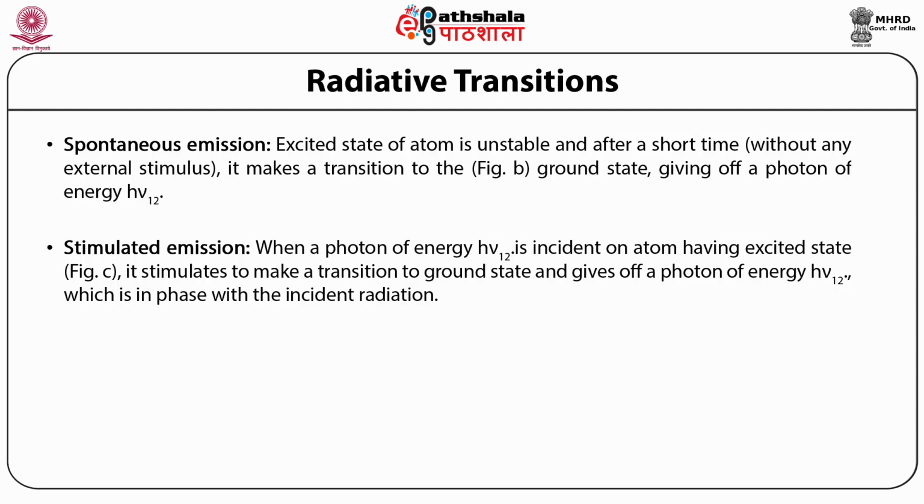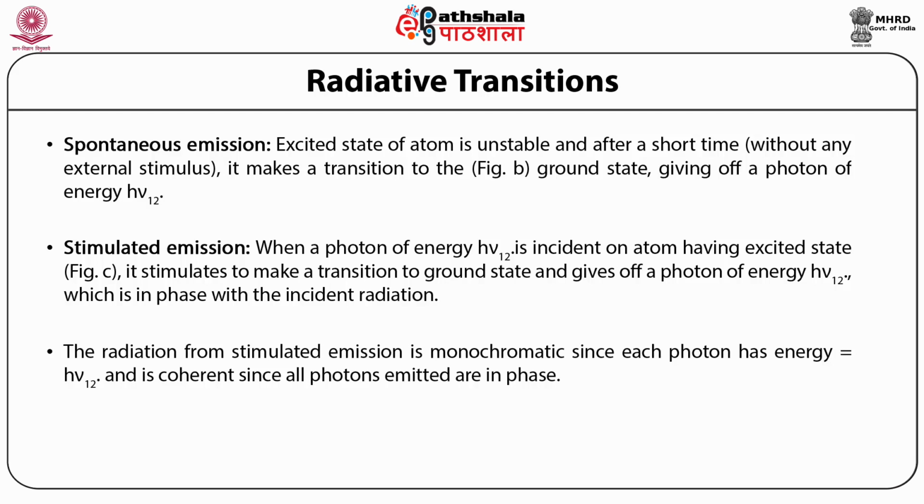When a photon of energy h nu 12 is incident on an atom having an excited state, as shown in figure C, it stimulates a transition to the ground state and gives off a photon of energy h nu 12, which is in phase with the incident radiation. So the radiation from stimulated emission is monochromatic, since each photon has energy h nu 12, and is coherent since all photons emitted are in phase.